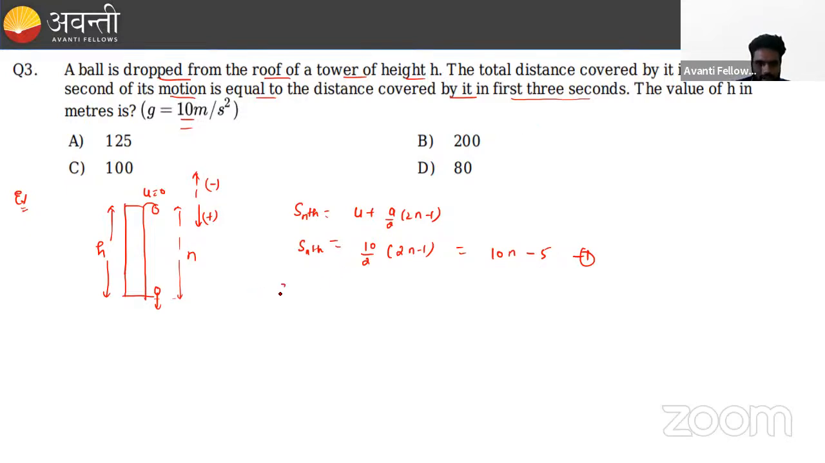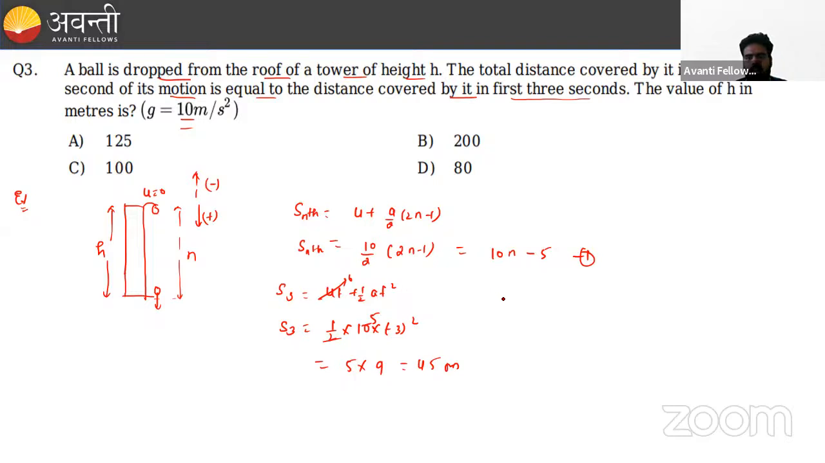The distance covered in the first 3 seconds, using s equals ut plus half at square, where u is 0 here. So S3 equals half times g times t square. For the first 3 seconds, t is 3, so 3 square, and half of g is 5. 5 times 9 will become 45, correct, 45 meter.